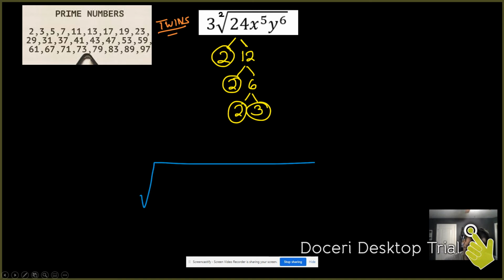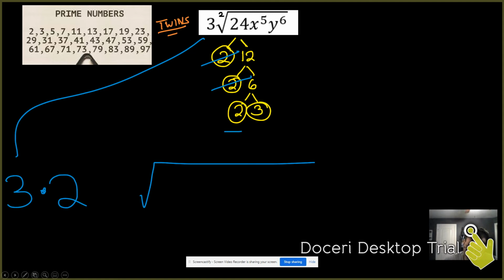We have pairs of 2's. 1, 2. Only one gets to escape. Let me backtrack real quick. There is that 3 right there that needs to join. Please keep an eye out for those guys. Then that 2 and that 3 don't have anybody to partner up with of the same number, so those guys have to stay inside the radical.